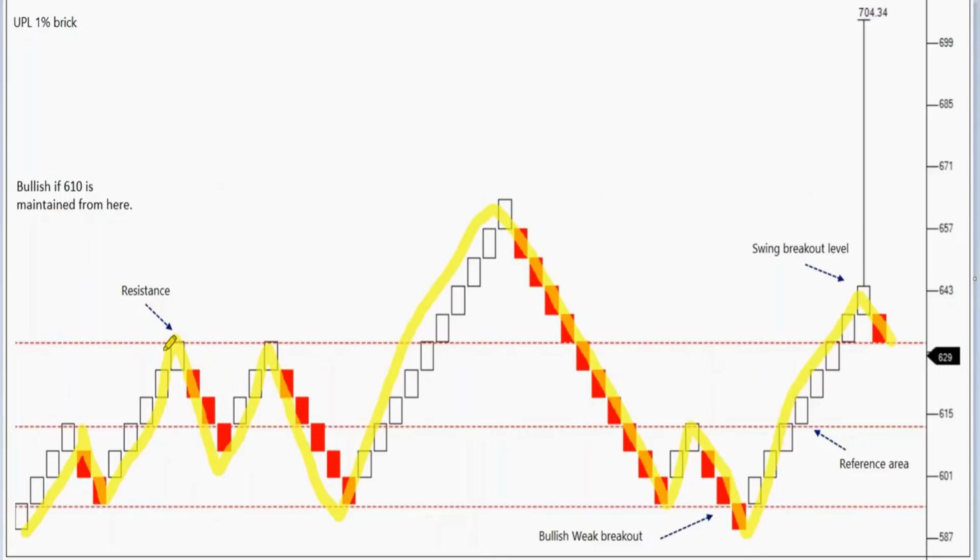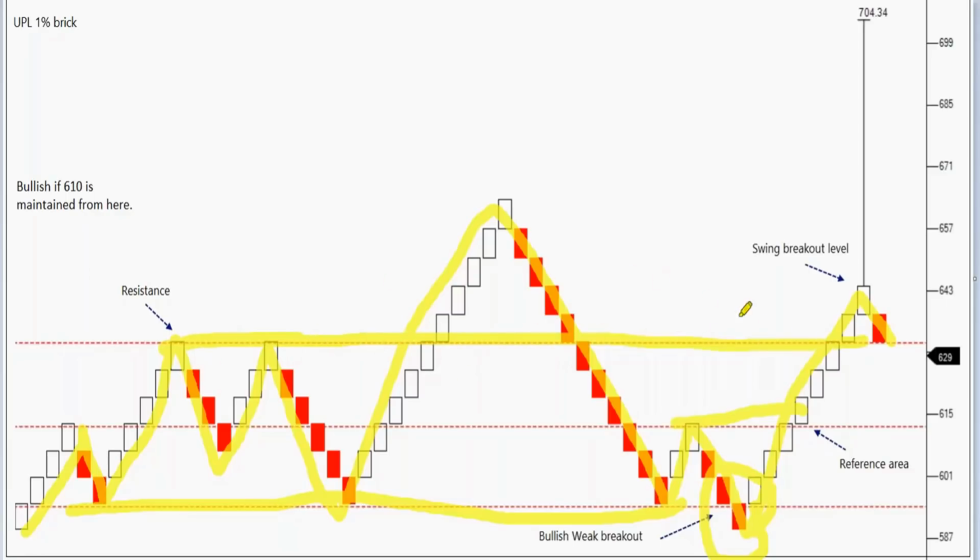Now here what happened was, this is a resistance and there was a breakout. But price quickly came down and it took support around this level, right? That was a bullish support, and this was a bearish breakout, but that did not sustain. So that was a weak breakout. And it is a bullish weak breakout because bears could not sustain, and there was a reversal and price went above this level. This was a breakout again, and now price again went above the previous level.